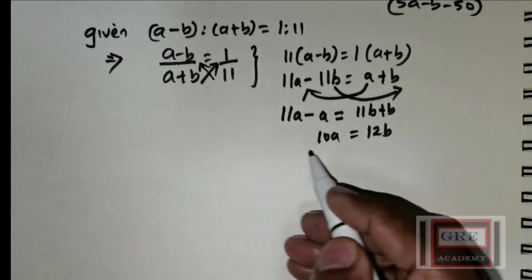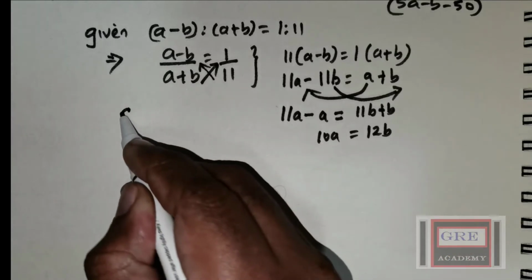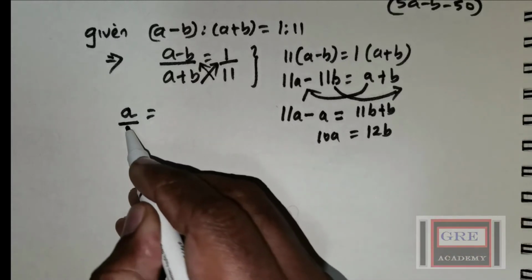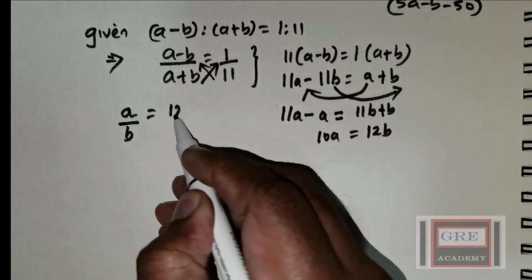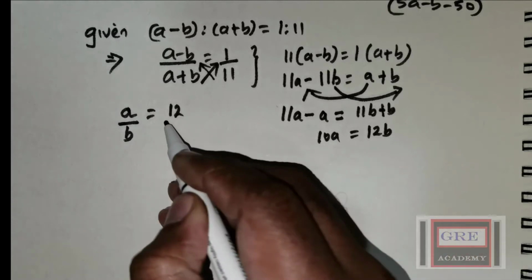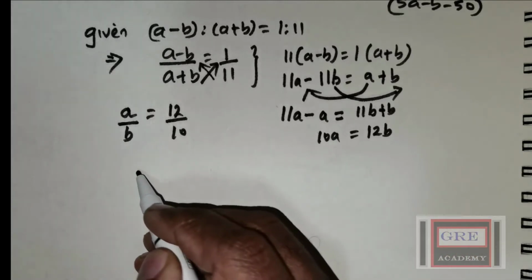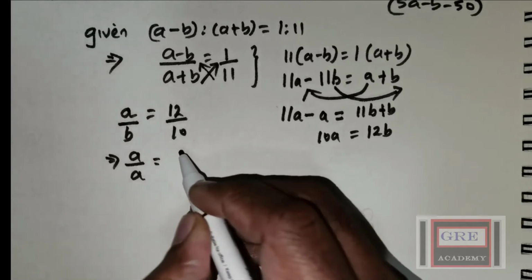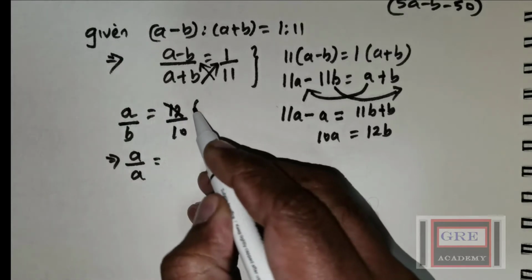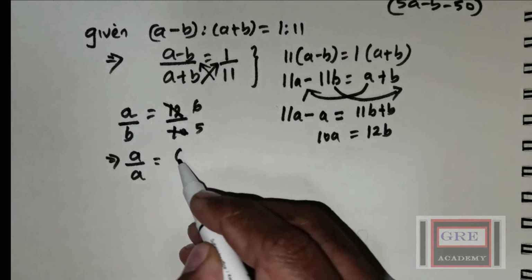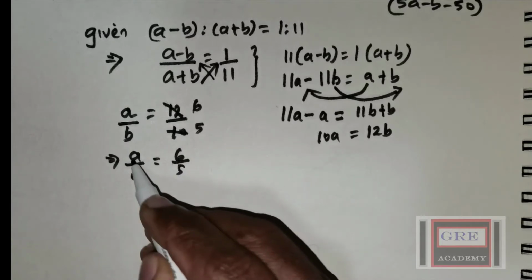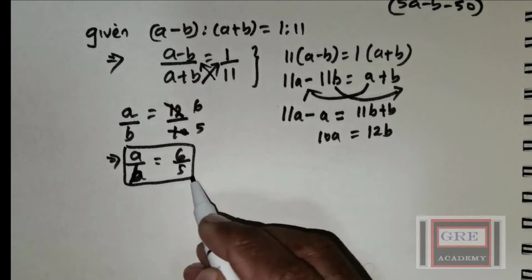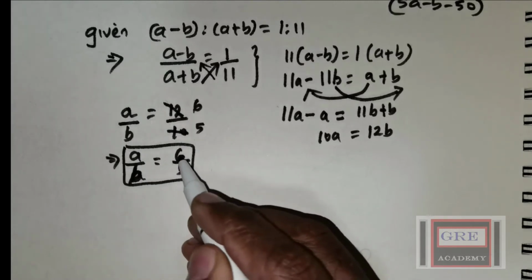Now what you need to do is just keep the a on the left and move the b down. So this is going to be a over b. You already have 12 on the right side, so move the 10 down. So this is what you're getting. Now if you were to reduce this, then you would get a over b equal to 2 divides 12, 6 times, 2 divides 10, 5 times. So it's going to be 6 over 5. So a over b is equal to 6 over 5.